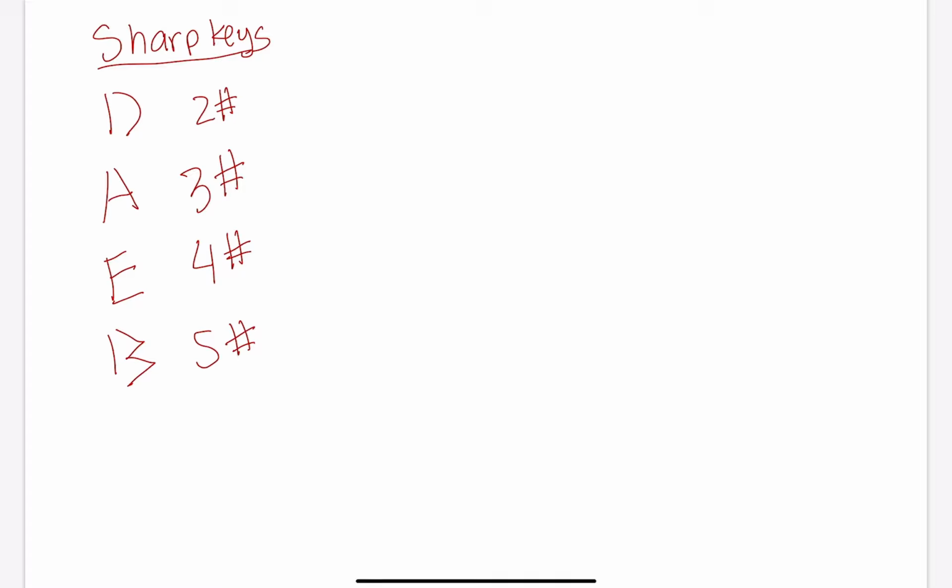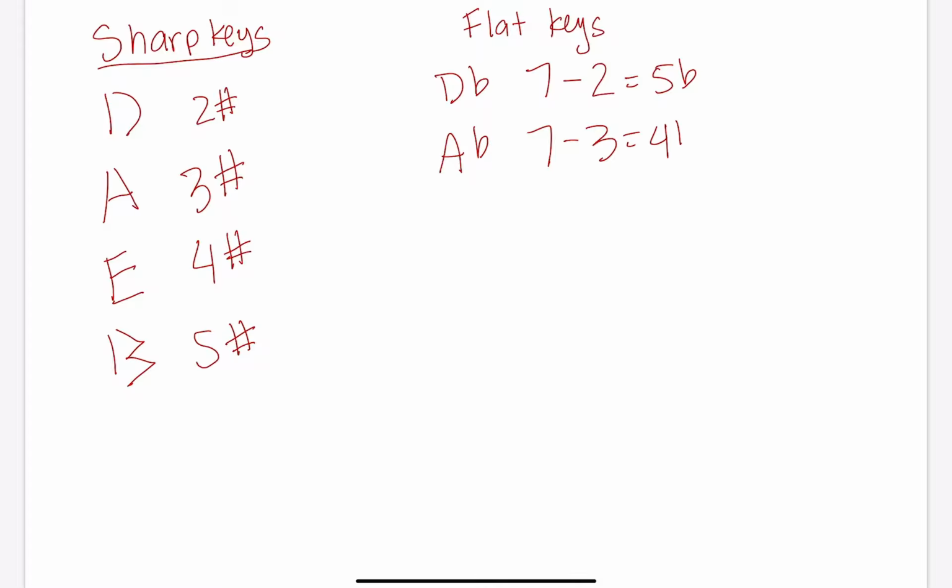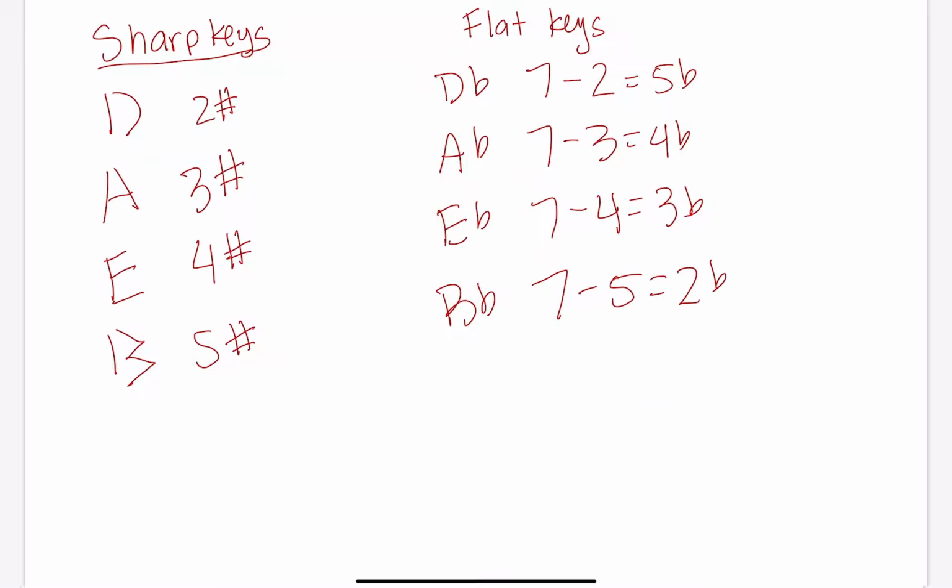Okay, and then for the flat keys, we use what's called the rule of 7. So D flat is going to be 7 minus 2, giving us 5 flats. A flat is going to be 7 minus 3, giving us 4 flats. E flat is going to be 7 minus 4, giving us 3 flats. And B flat is going to be 7 minus 5, giving us 2 flats.